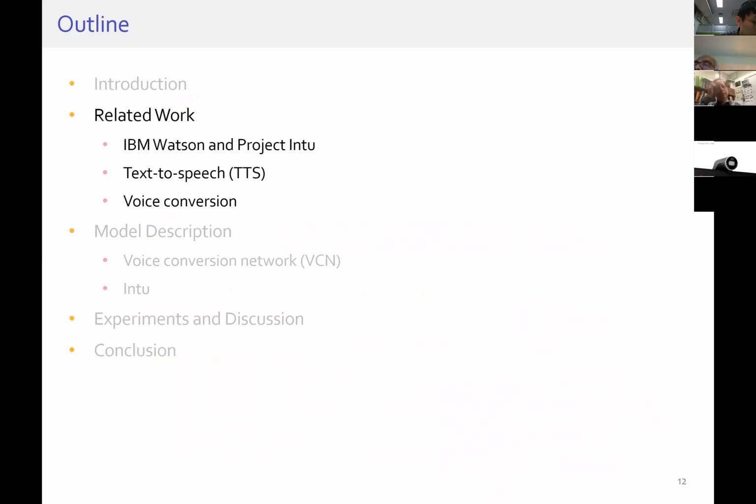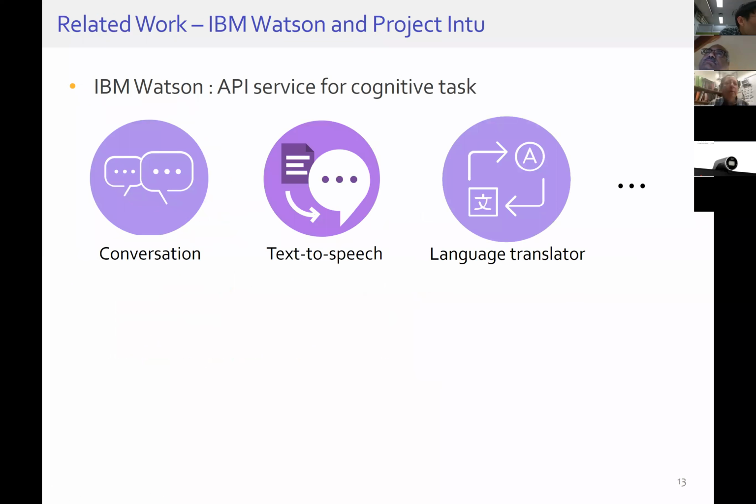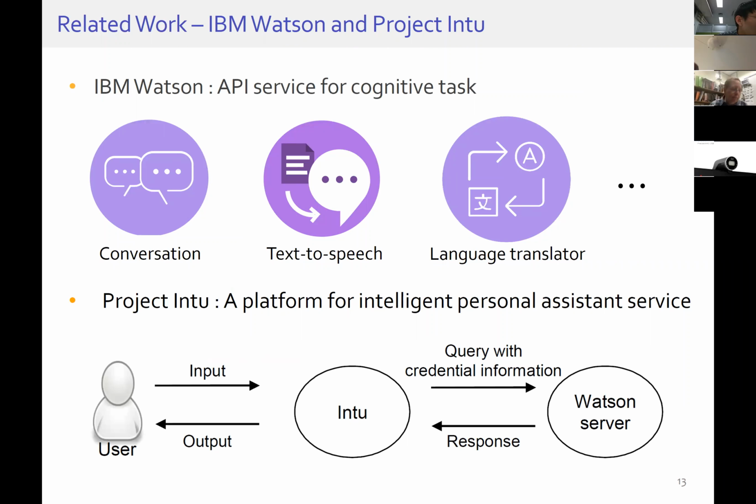Next is related work. IBM Watson is an API service for cognitive tasks such as conversation, text-to-speech, and language translator. And IBM Intu, Project Intu, is a platform for intelligent personal assistant service using IBM Watson services. As in the figure at the bottom, users interact with Intu, and Intu internally calls Watson's API when it needs to perform a cognitive task.